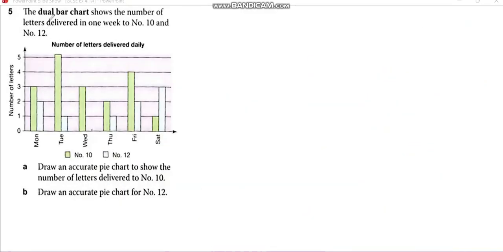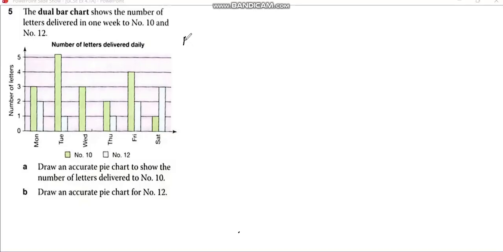In question number 5, the dual bar chart is given. It shows the number of letters delivered in 1 week to number 10 and number 12. So we can observe the bar graphs over here. In parts A and B, we have to draw the pie charts that show the number of letters delivered to number 10 and number 12. So first of all, we will work out number 10.